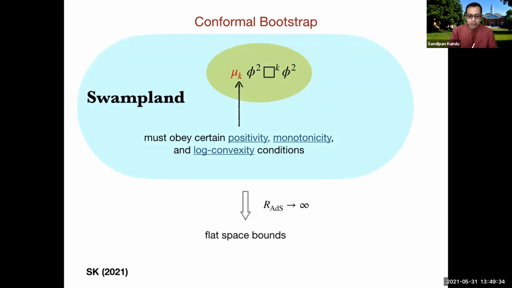And then if somebody wants, they can take the large radius limit and they can recover flat space bounds. However, I should mention that there are cases where in the flat space limit, you don't actually get a precise bound. And later, I'll give you an example.